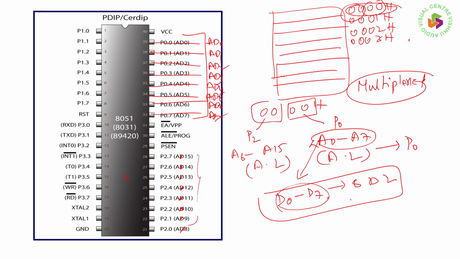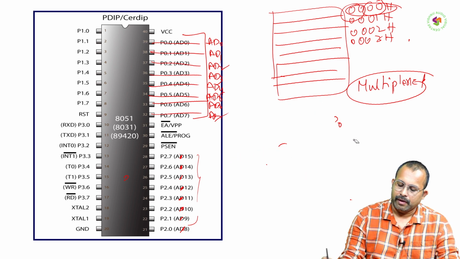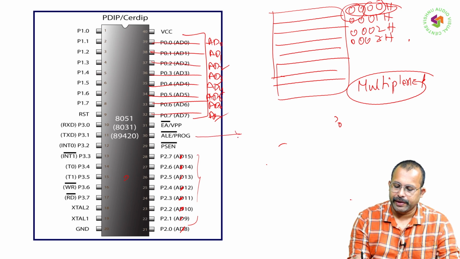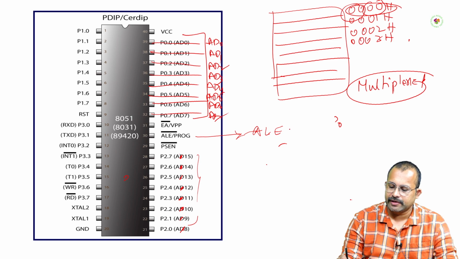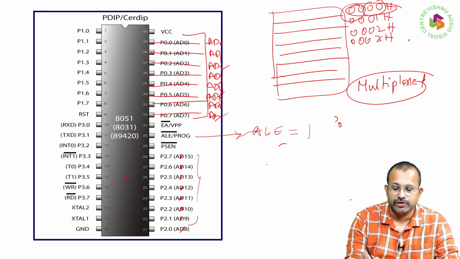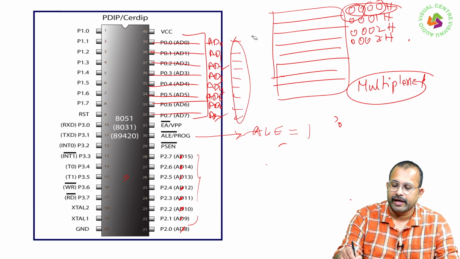And at what time the bus connected across port 0 contains address, and at what time data, that is purely based on this particular pin, which is called address latch enable. If address latch enable is 1, that means the bus connected across this port 0 will be containing address. That means the bus will be acting as address bus.